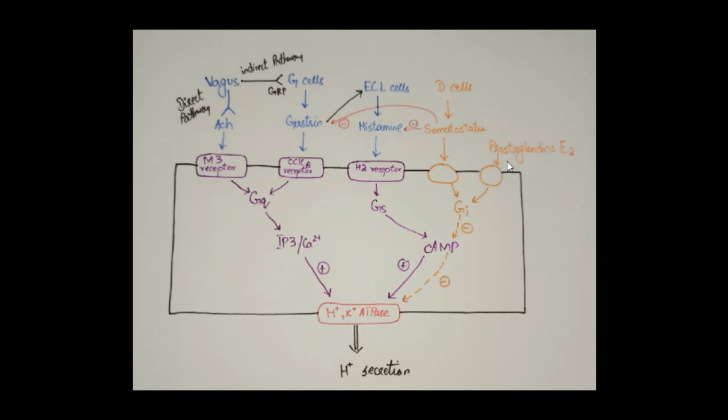Also, we have prostaglandin E2, otherwise known as the gastroprotective prostaglandin. It acts through its specific receptor and using Gi, or inhibitory G protein, and cyclic AMP as its second messenger, it also inhibits the hydrogen-potassium ATPase pump, and eventually less amount of hydrogen will be secreted into the lumen, and overall HCl production will be reduced.